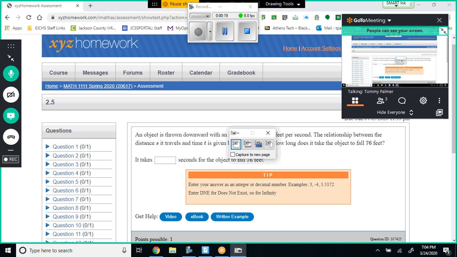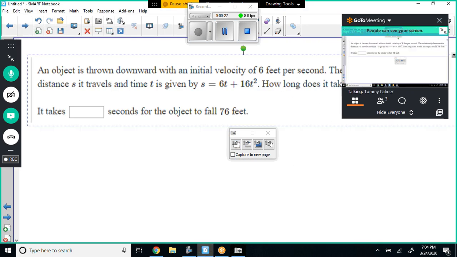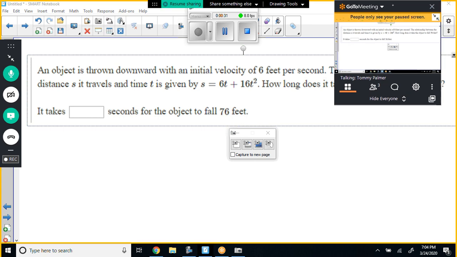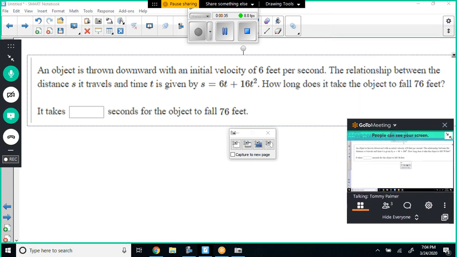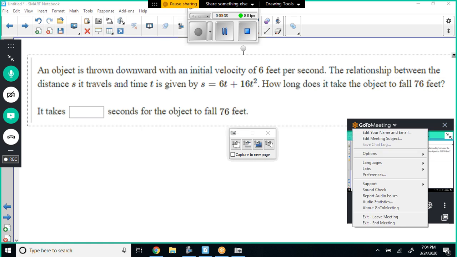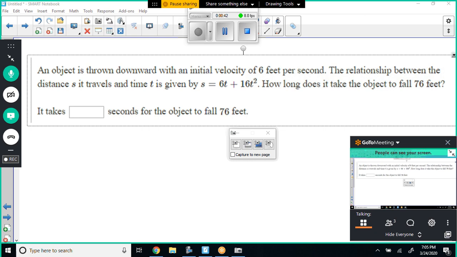Let me turn that down a little bit. It's gonna be loud. Yeah. So let me move this. I don't know where I can move that. All right, let me move this down.